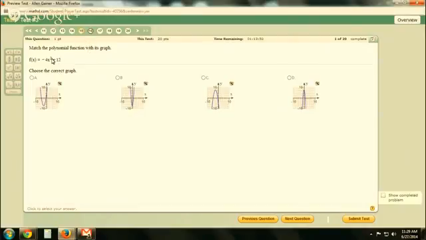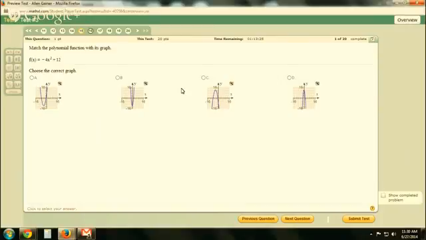This one has an even degree. So the two sides should be doing the same thing as each other. An even degree with a negative leading coefficient means that the two sides should point down. Negative with even, both sides point down. Looks like the first two choices are out.